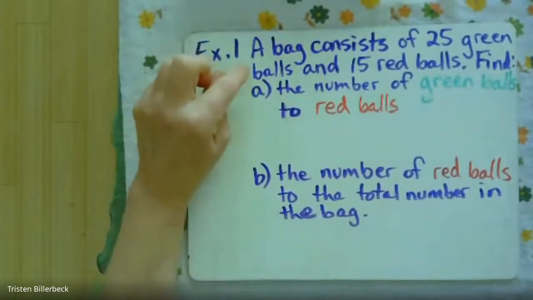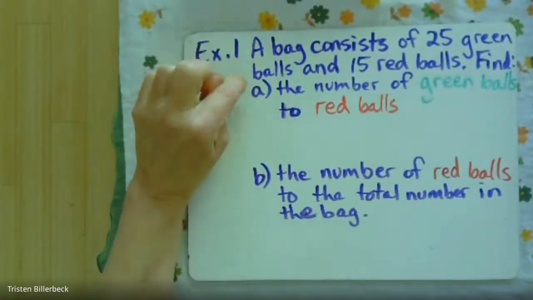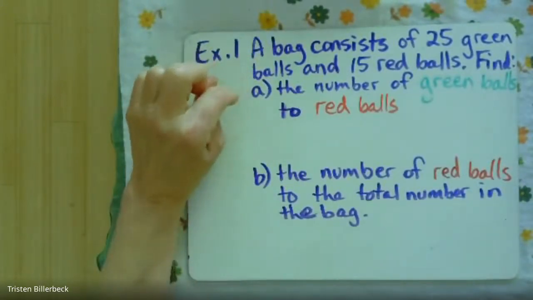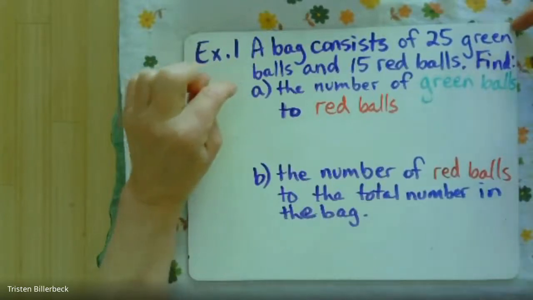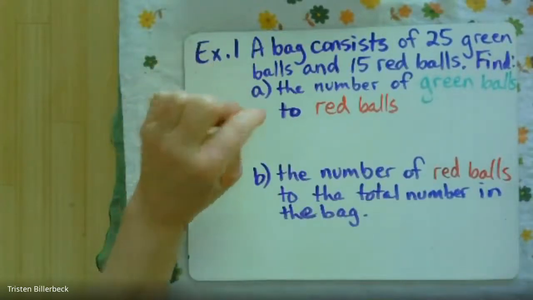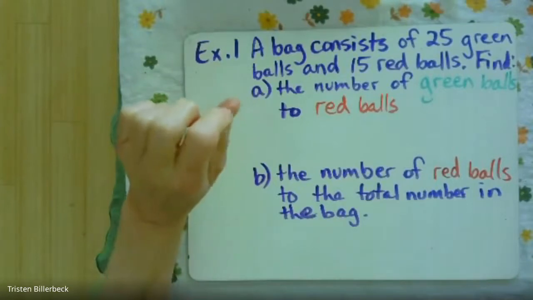If we have a bag that consists of 25 green balls and 15 red balls, find the ratio of the number of green balls to red balls.